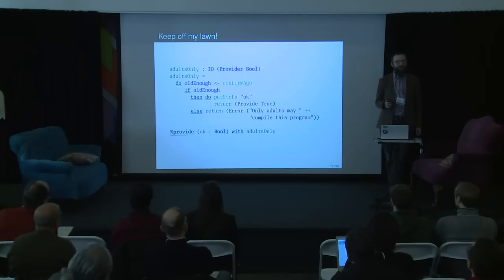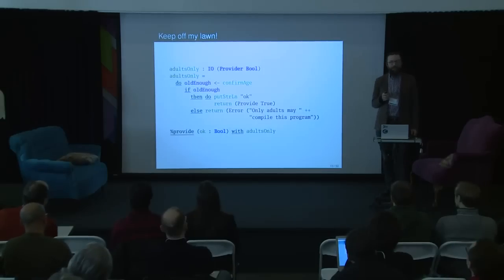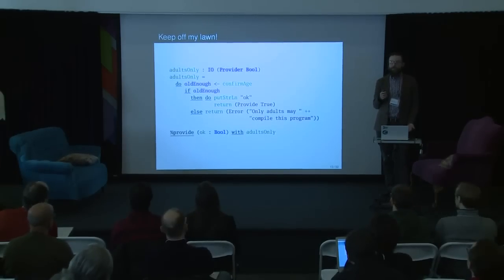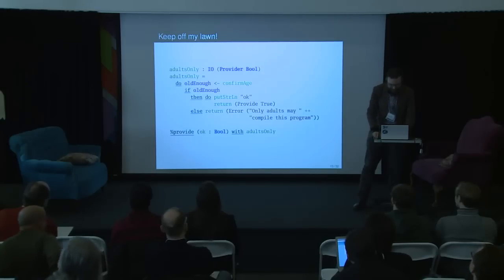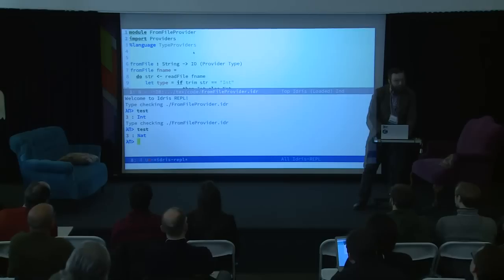We can stick that in a sort of simple type provider where we say that we first confirm the age of the user, and if they're old enough, we say OK and set up true as the right-hand side of our definition. If not, then we're returning an error saying only adults may compile this program. So let's say we want to keep the whippersnappers out of our type system.